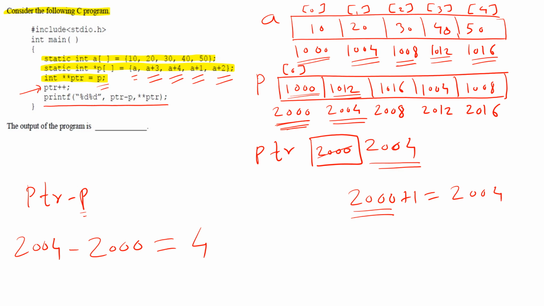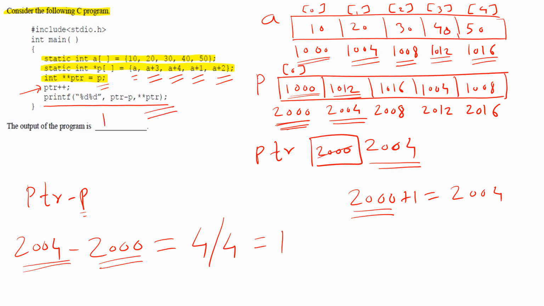So 2004 minus 2000 gives you a range of 4 bytes, but in 4 bytes how many addresses can you store? I say addresses because 2004 also stores an address, and 2000 also stores an address. Storing one address requires 4 bytes, so you divide by 4, and that's 1. So the first output is 1.